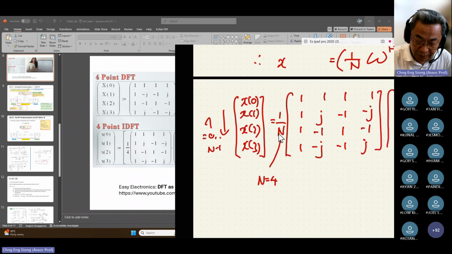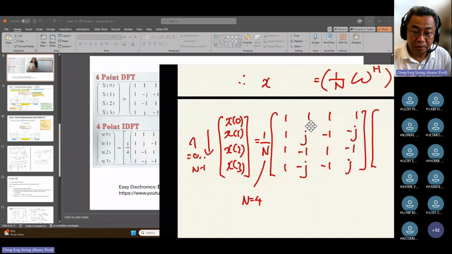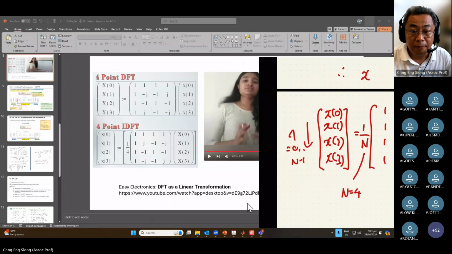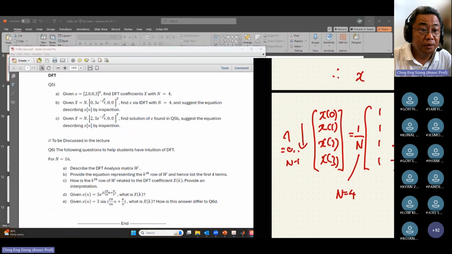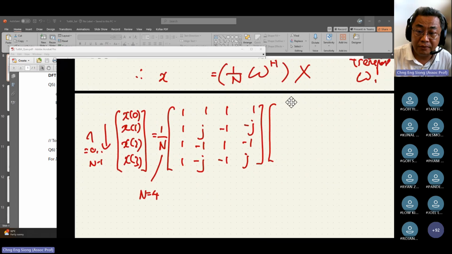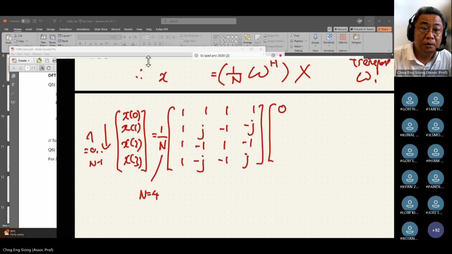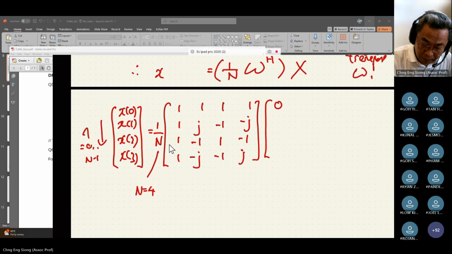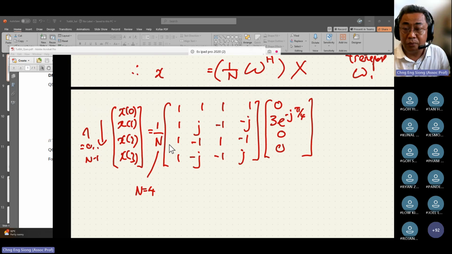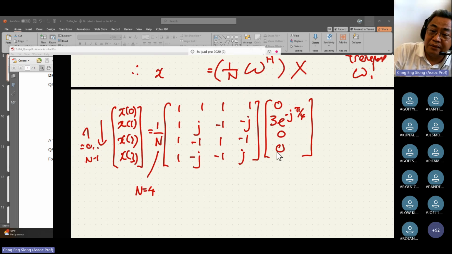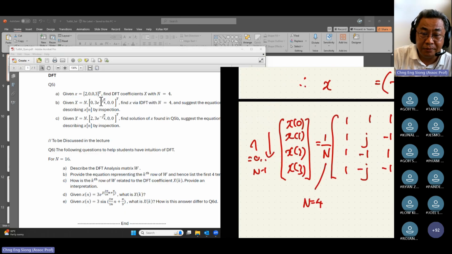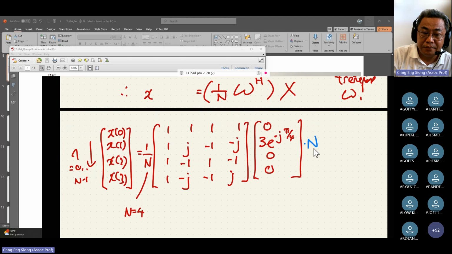And now I'll write the big X. What is my big X again? What's my question? Which is 0, 3e^(-jπ/4), 0, and the rest is 0. Now, when we give you questions like this, with so many zeros sitting around, you realize that the first 0 is scaling this guy. Oh, I forgot times n. There's a times n. Remember, the coefficients I'm giving you are n times this. So I put the n at the back.